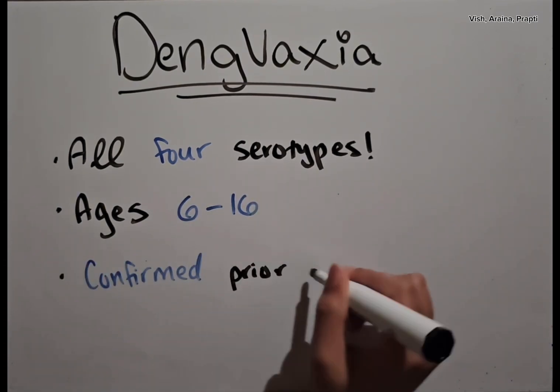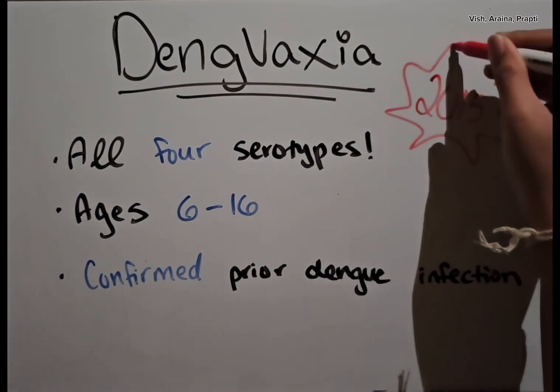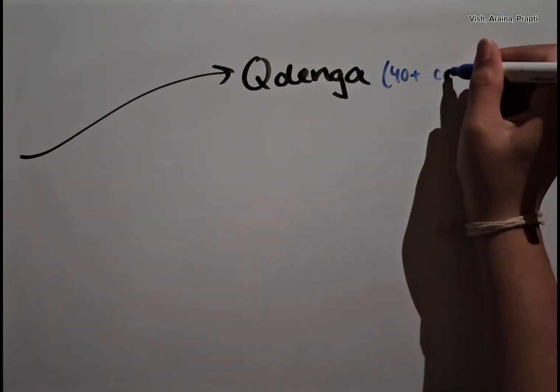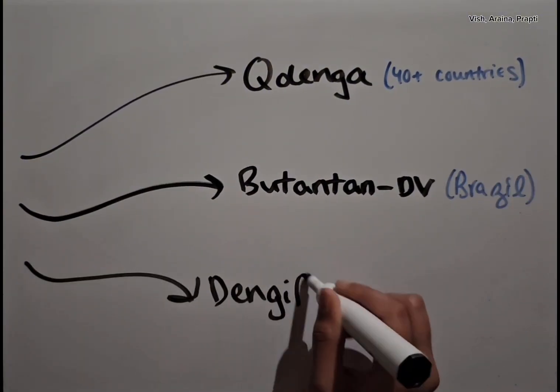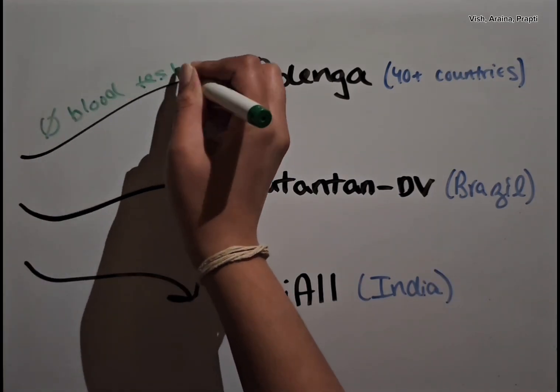But newer vaccines are working to address Dengvaxia's limitation. Qdenga does not require a prior blood test. Butantan-DV has shown higher efficacy in clinical trials, and Dengue-All is expected to launch soon in India. And these vaccines aim to provide faster, safer, broader protection regardless of prior infection history.